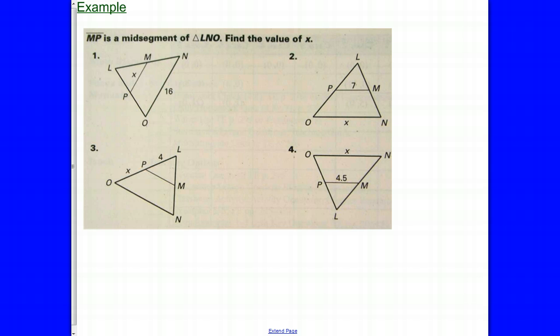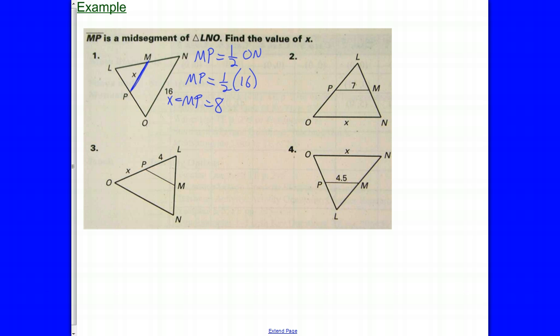So now, in these problems, you were told this segment MP is a mid-segment. So the length of MP is half of the third side of the triangle, since M and P are connecting midpoints of 2 sides. So we're not looking at those 2 sides, we're looking at the other side, that third side, which in this case is ON. Well, MP is our value of X, it is half of 16. So MP is 8, which is our X value.